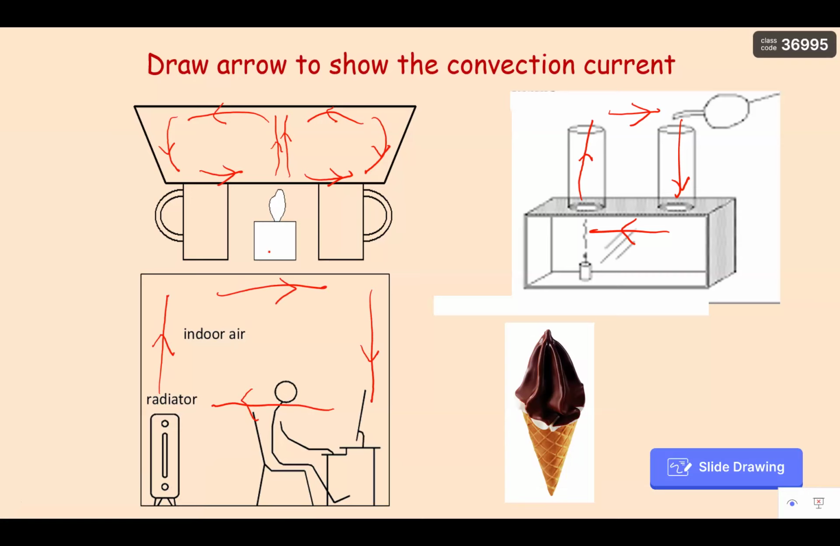Next one, an ice cream. Ice cream doesn't give out hot air. Okay, the surrounding air that is near the ice cream will be cold. So the surrounding air will sink, on both sides. The warmer air from the other places will then rise and go towards the ice cream to be cooled down. And then again, it will be cooled down by the ice cream, and then it will sink again. So this is the convection current around an ice cream.